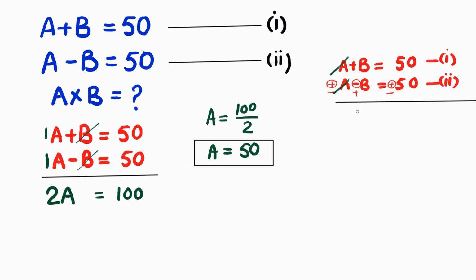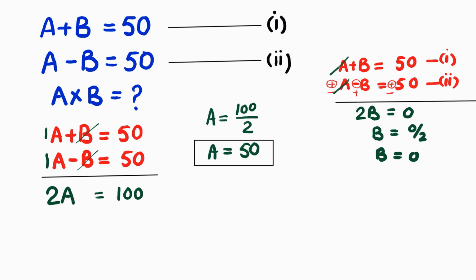Here cancellation will be b plus b, it will be equal to 2b, and 2b will be equal to 50 minus 50, which is equal to 0. And b will be equal to 0 divided by 2. So the value of b will be equal to 0.